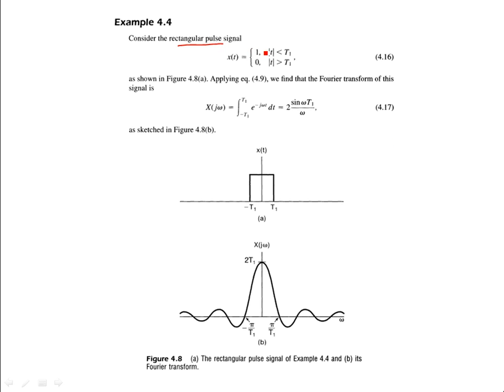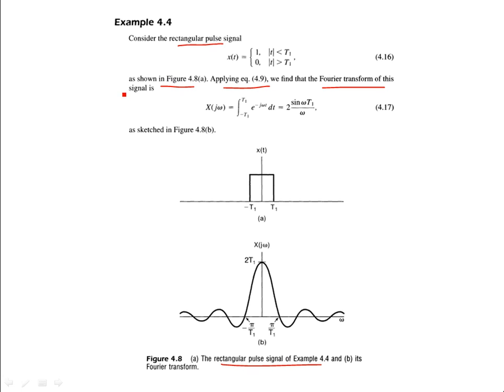Now consider a rectangular pulse that we actually considered in example 3.5 previously when we discussed Fourier series. Now what we have done is that we have made this an aperiodic signal because its period capital T has been considered to be infinitely large. As shown in figure 4.8a, this is a rectangular pulse, example 4.4.